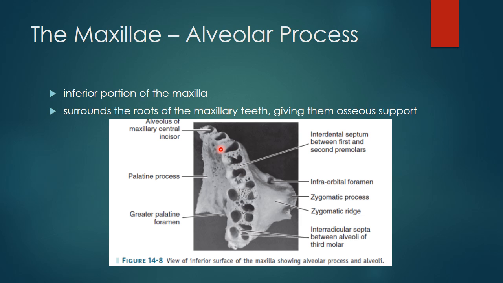The process extends from the base of the tuberosity, posterior to the last molar, to the median line anteriorly. It merges with the palatine process medially, here, and with the zygomatic process laterally. The alveolar process has a facial surface, or labiobuccal plate, and a lingual surface, or lingual plate.